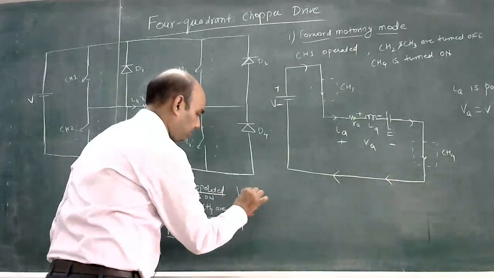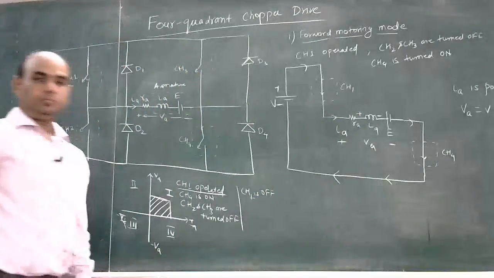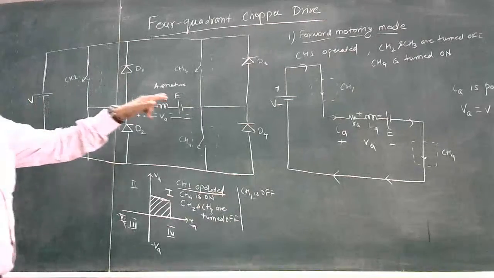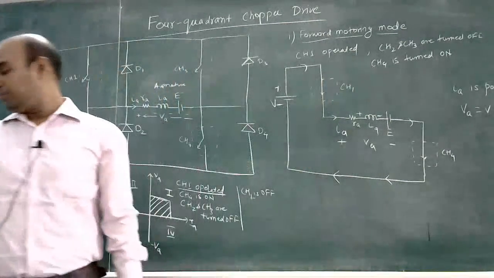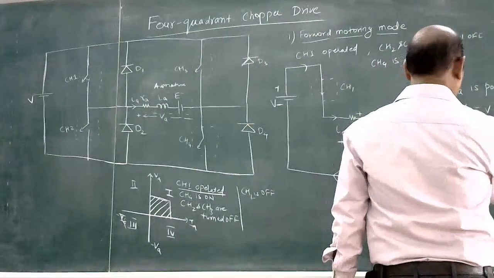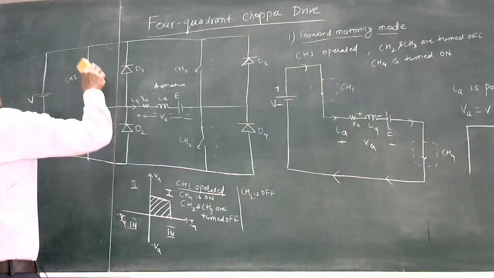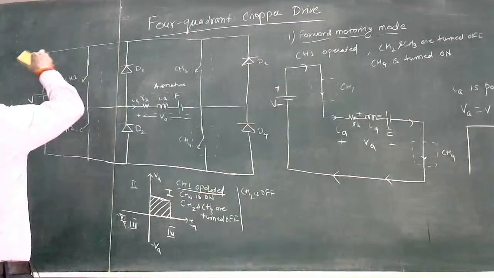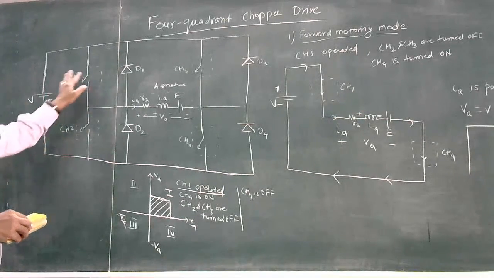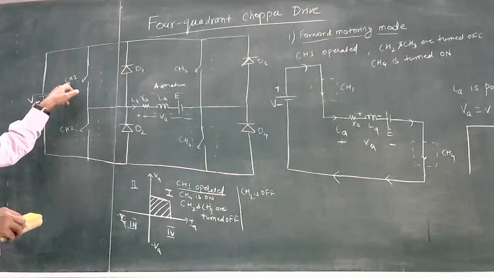What happens if CH1 is turned off? We are opening this switch, so this will be an open circuit, and the armature will no longer be connected with the supply voltage. So if you want to brake or stop this motor, we open CH1.